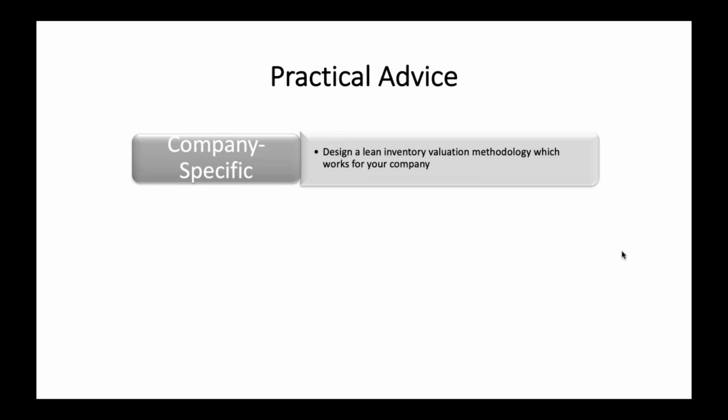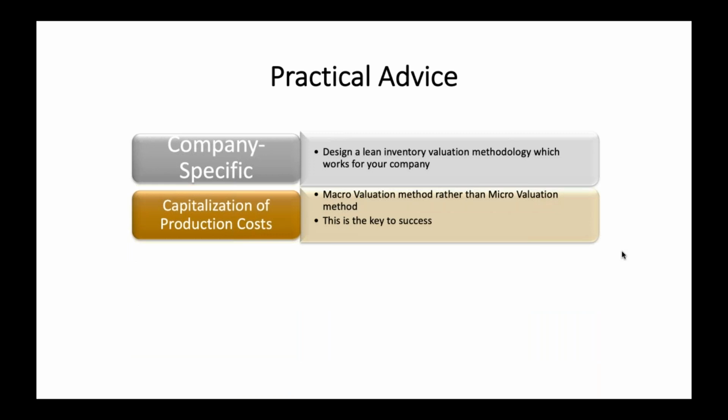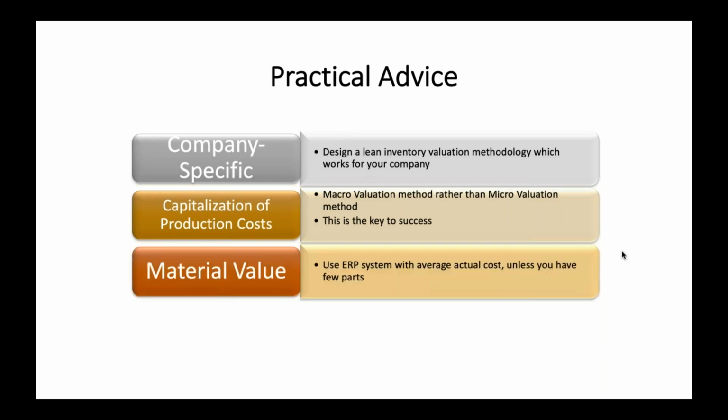You must design a lean inventory valuation methodology which works for your company. The key, which I've stated a few times and I want to state again, is the capitalization of production costs. Do a macro valuation method rather than product by product. This is the key to making things a lot easier. For material value, my recommendation is keep it in your ERP system with average actual cost, unless you have few parts. Just don't even deal with it.